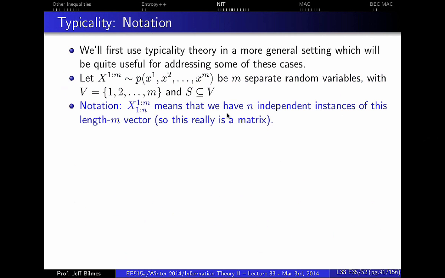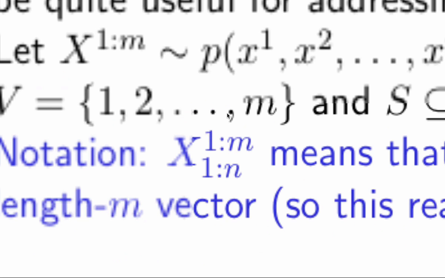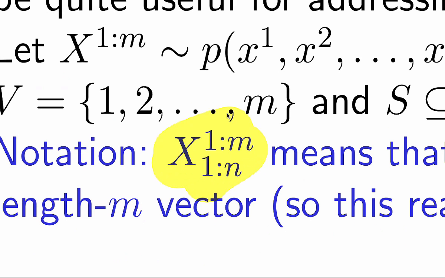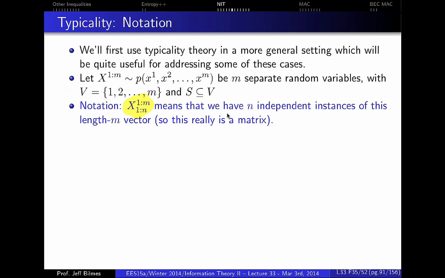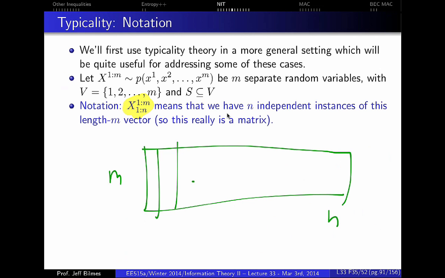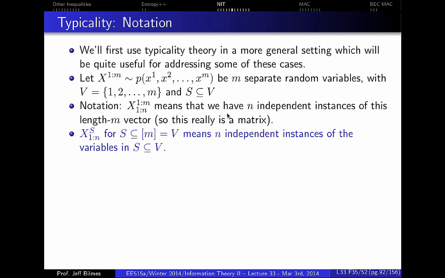And so we have this notation. Here's our matrix, really. We've got a block of length n of m random variables. You can think of n as like time, maybe. m is the vector. And then for any given subset of random variables, we can talk about a block of length n of that subset S.